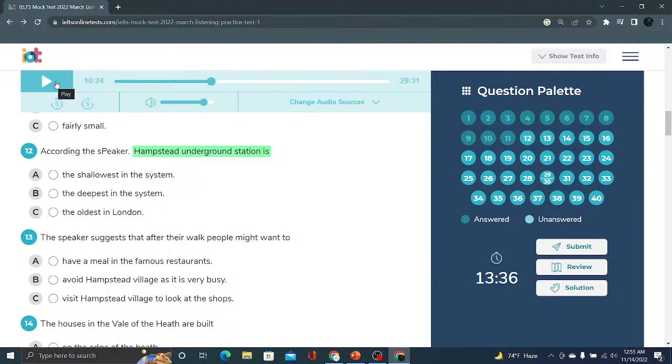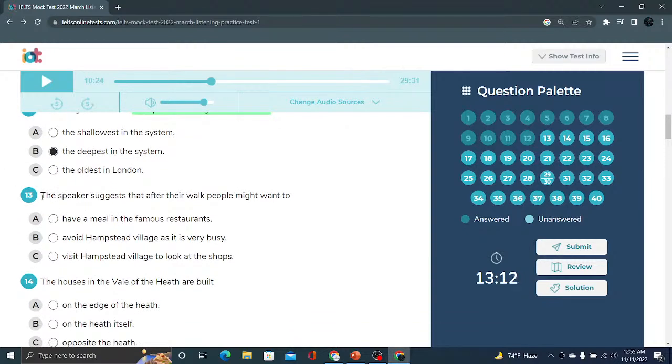She was saying that Hampstead is the deepest station on the London Underground system. So what do you think the answer would be? The answer would be B. Okay, the deepest in the system.